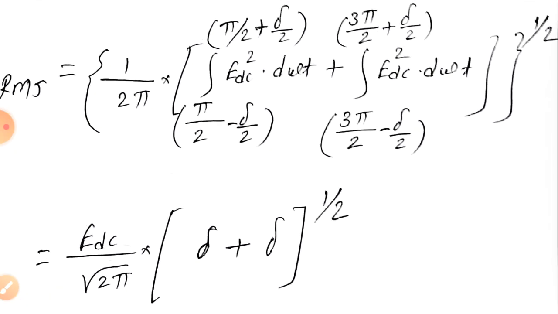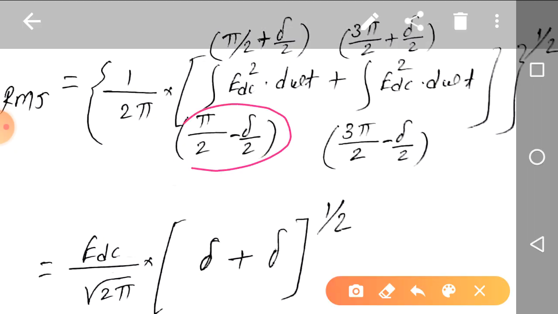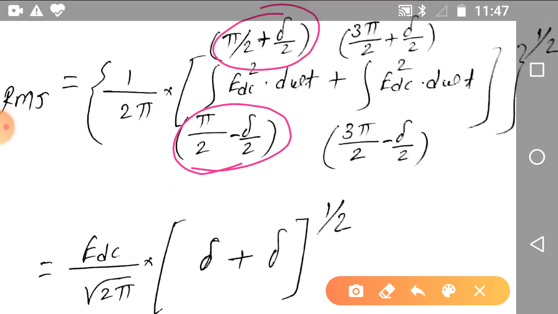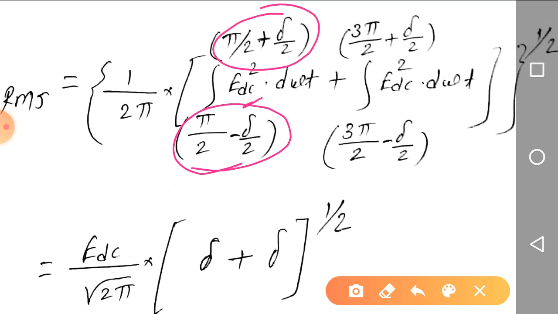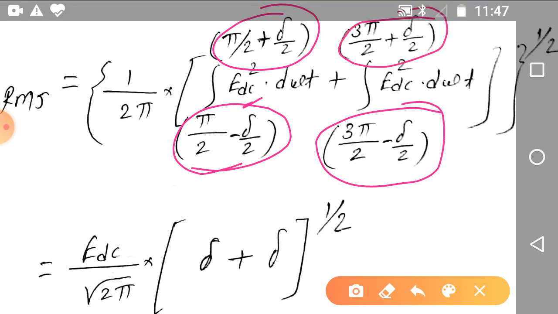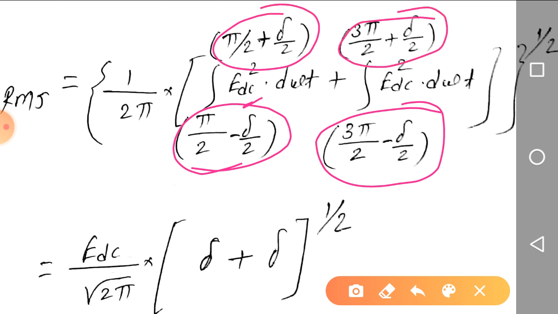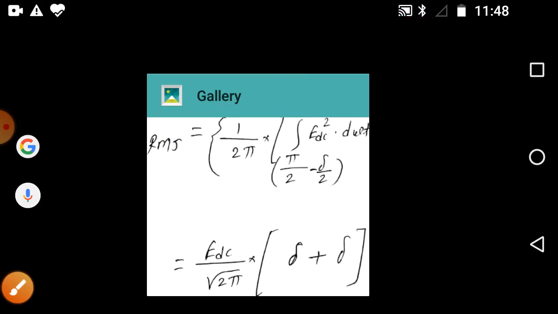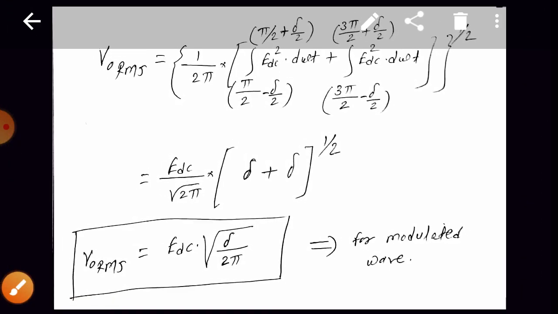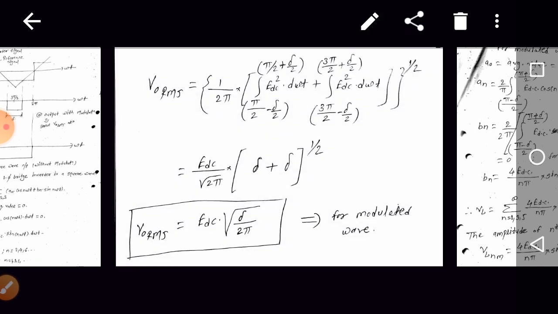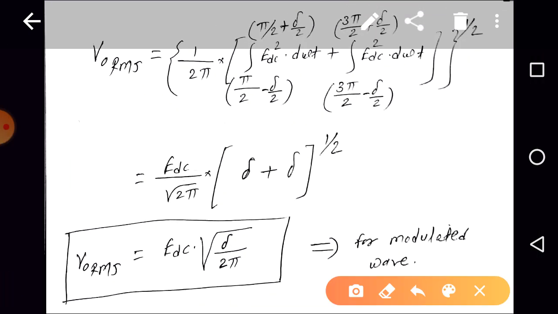integration from pi by 2 minus delta by 2 to pi by 2 plus delta by 2 of EDC square into d omega t, right? Because the output voltage magnitude is, integration from 3 pi by 2 minus delta by 2 till 3 pi by 2 plus delta by 2, it is minus EDC, square of minus EDC is again EDC square into d omega t, all to the power 1 by 2. Are you getting the point, right?